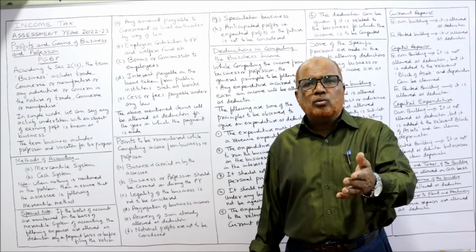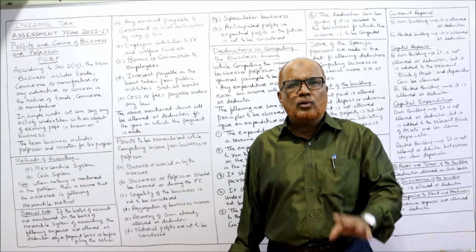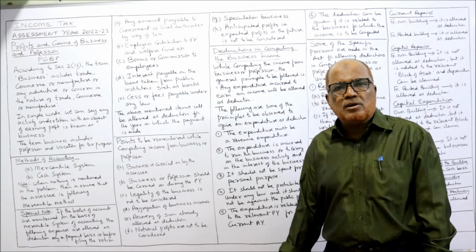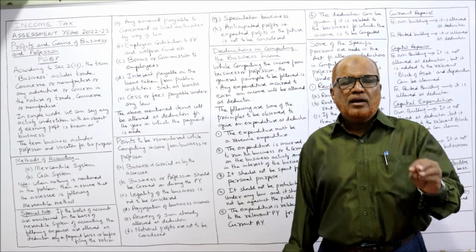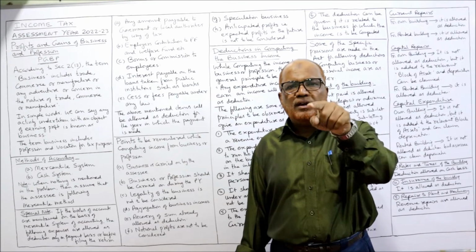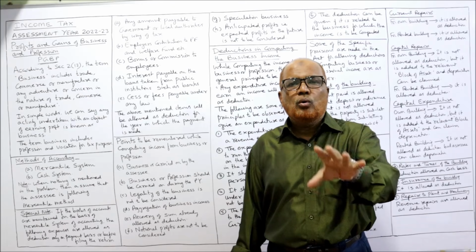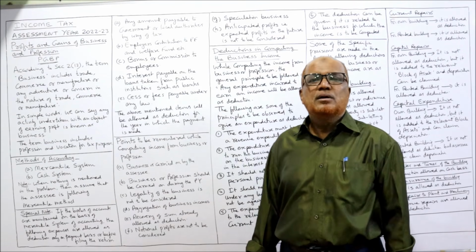Rent paid or rent outstanding, fully allowed. Salary paid, salary outstanding, fully allowed. But few exceptions are there. Income Tax Act has given 5 exceptions. In these cases, even if you follow mercantile system of accounting, you will get the deduction only on payment basis. So what are the items?